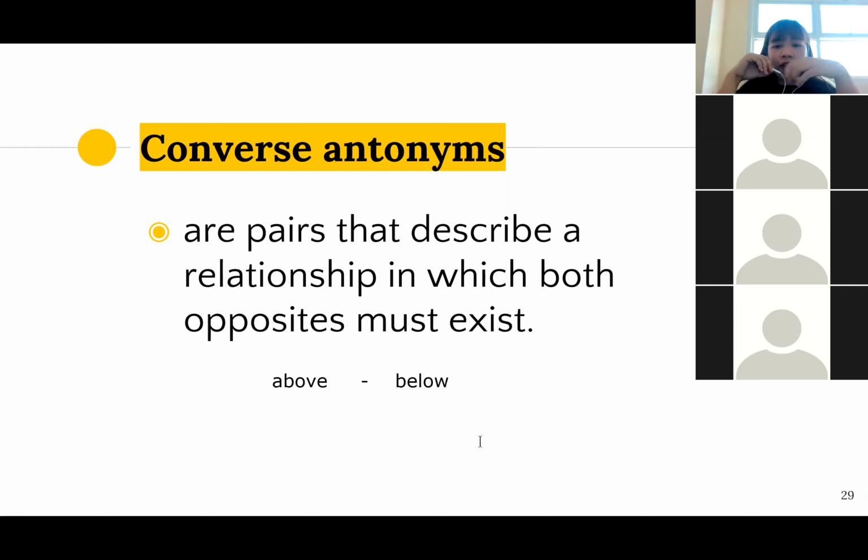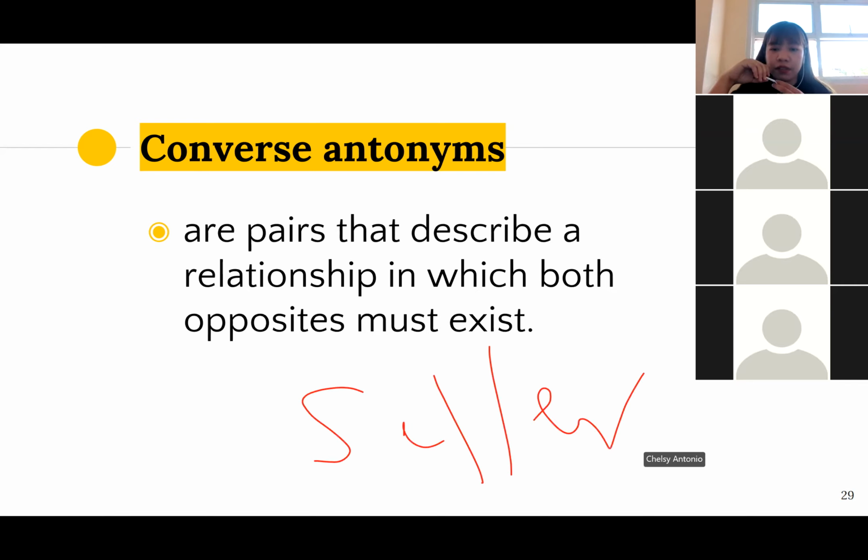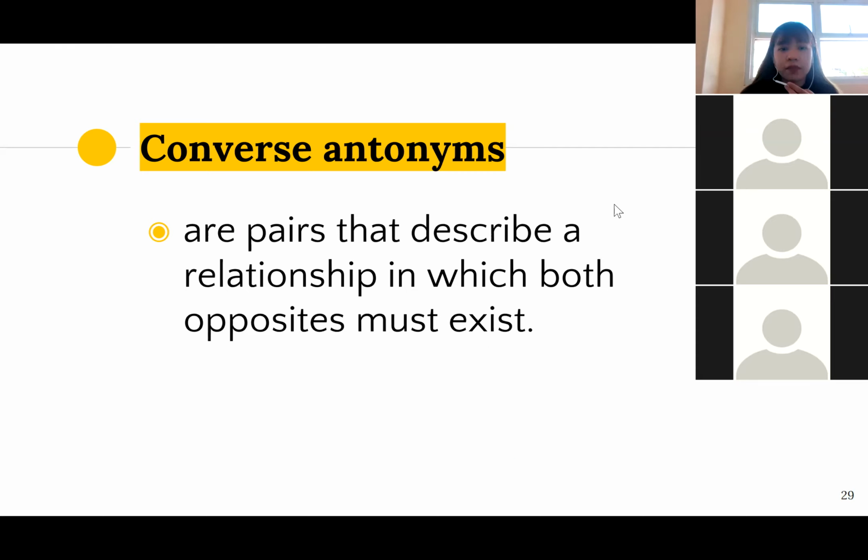So for example, as well, so we have 10 minutes left. Sorry for that. Both opposites must exist. If there is a buyer, what must exist for it to have an opposite? Seller. Okay, so that's one example as well. That's also correct.